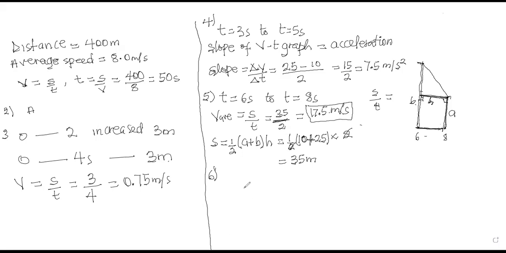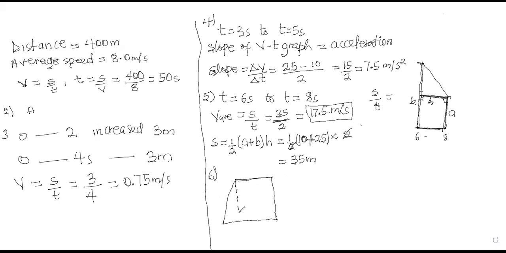What is the shape under the speed-time graph? Can somebody tell me the shape created? Yeah, Giovanni. A trapezium. Trapezium. So either you use the area of a trapezium to determine this distance traveled, or you segregate it into a triangle and then a rectangle.